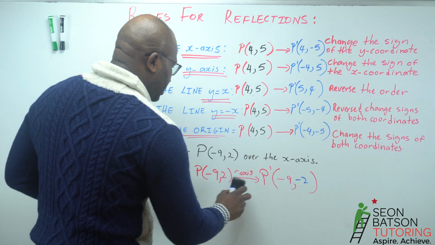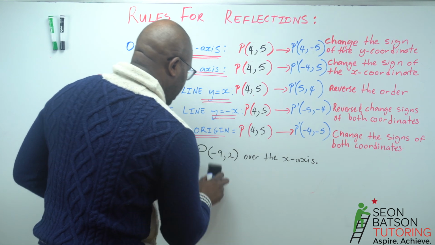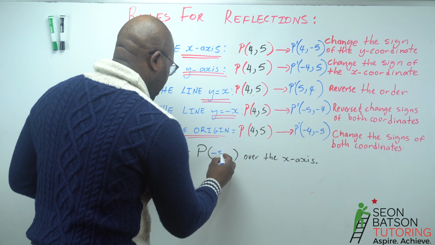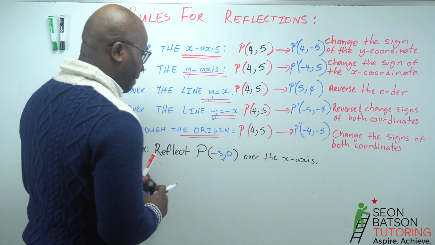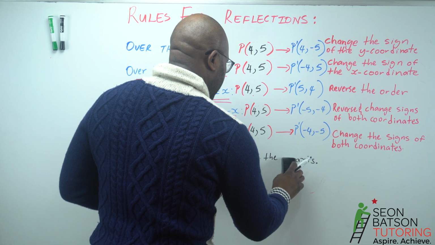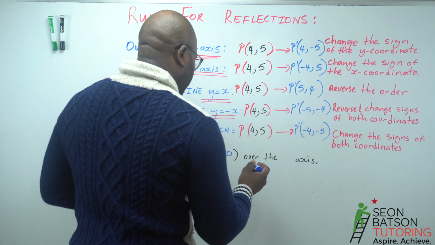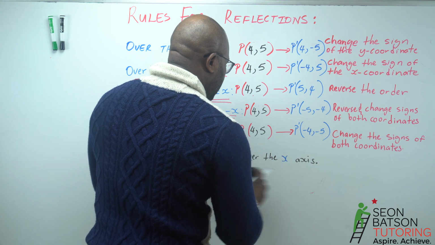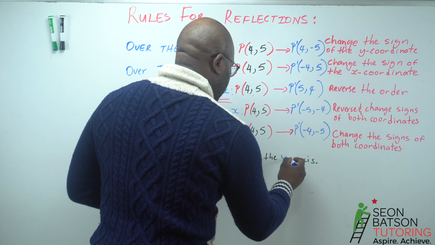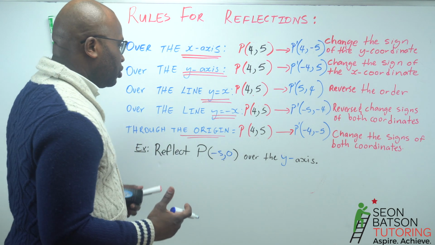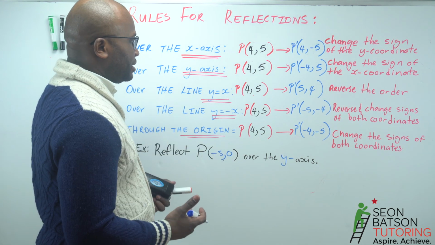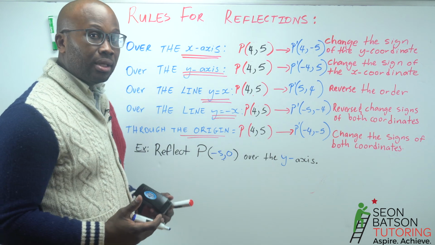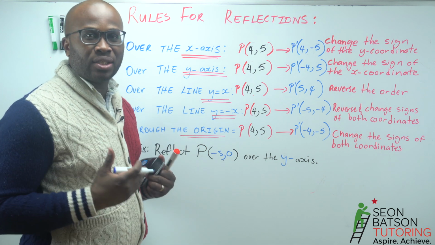Now, let's do a next point. Let's say my point is negative 5 and 0. Yeah? And I want to reflect this over the y-axis. Yeah? Now, what's the rule? When we reflect over the y-axis, what happened? We change the sign of the x-coordinate. Yes? Only the sign of the x-coordinate.